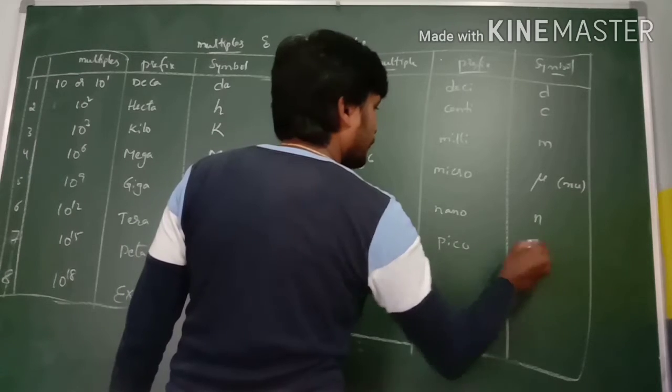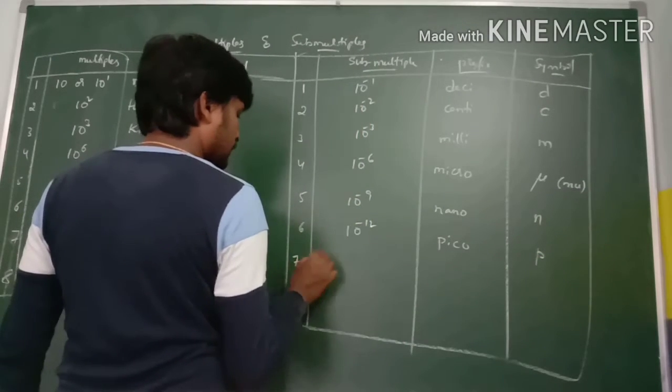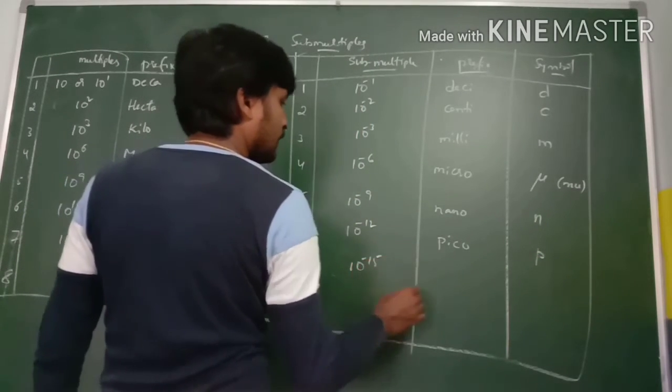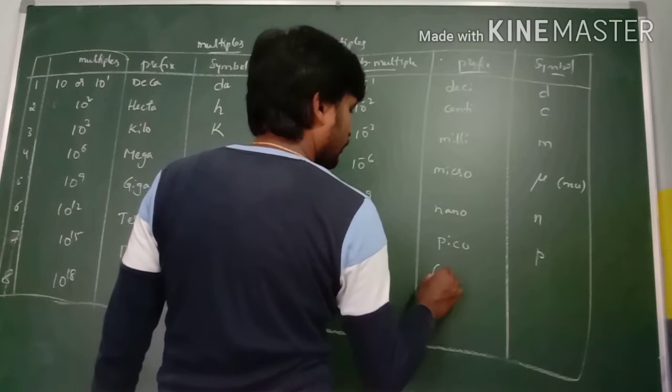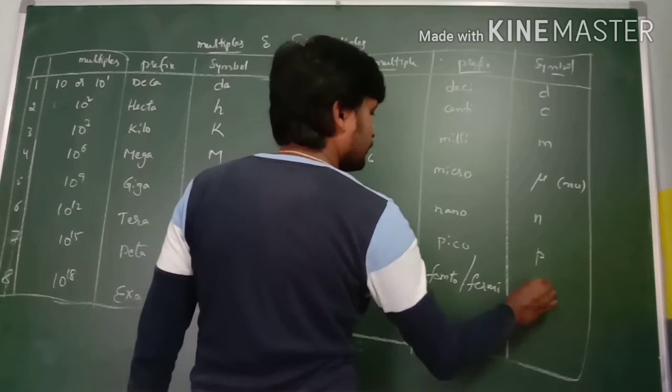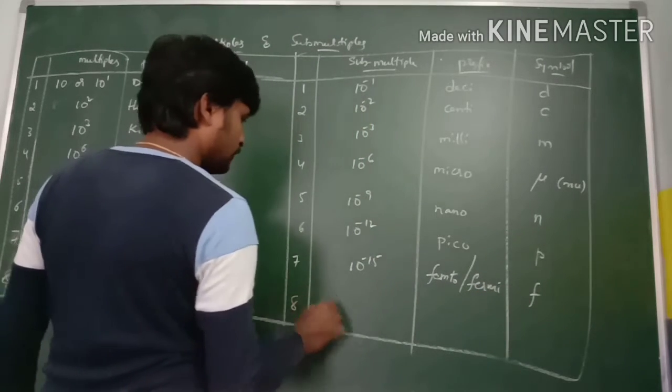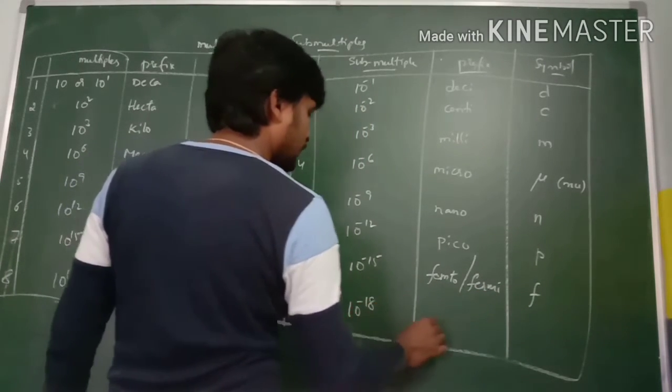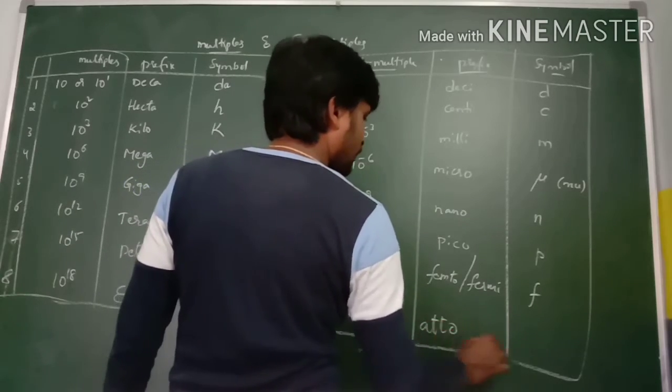10 power minus 12: pico, small p. 10 power minus 15: femto or fermi, small f. The eighth one, 10 power minus 18: atto, small a.